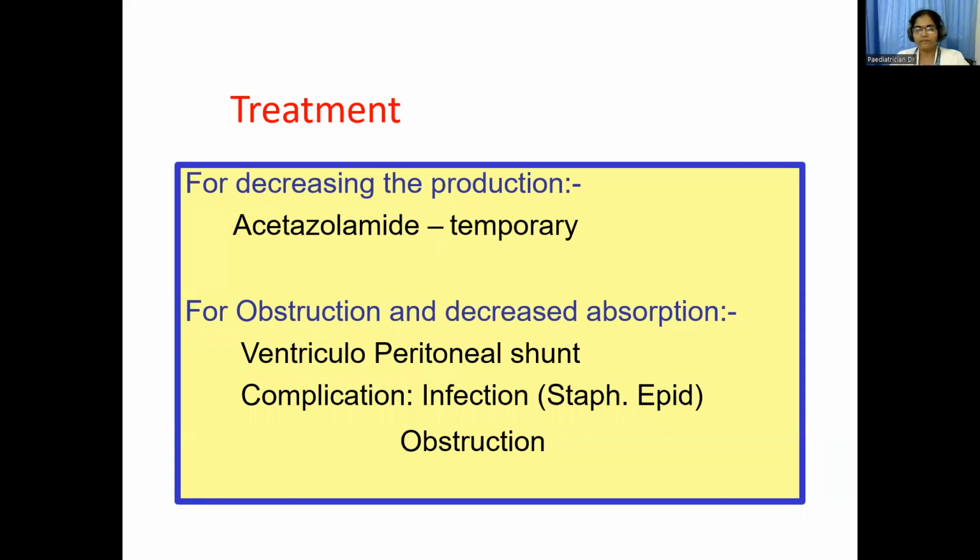But the problem with ventriculoperitoneal shunt is there are certain complications like infection, and the shunt per se can get obstructed. For infection, the commonest organism is Staphylococcus epidermidis, and there can be obstruction. So periodic examination and review of the child is a must once the ventriculoperitoneal shunt has been done. As the name suggests, the CSF from the ventricles is being shunted to the peritoneal cavity.